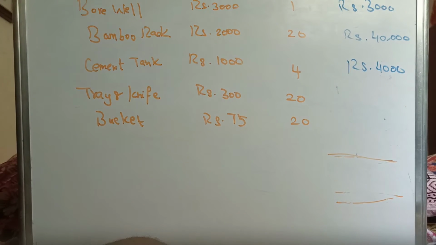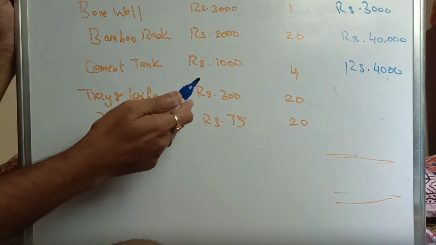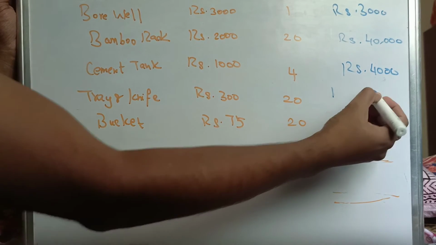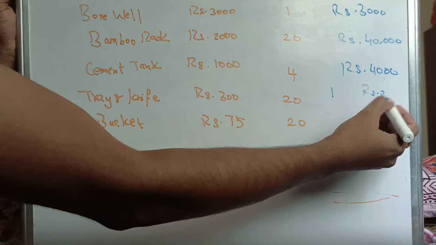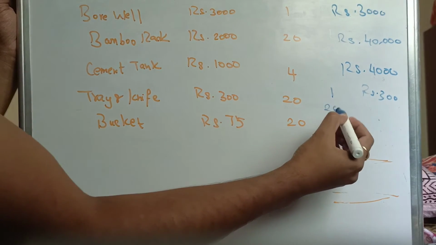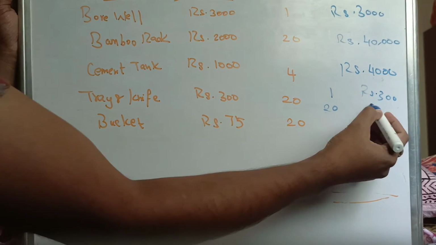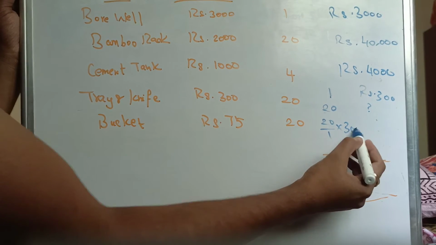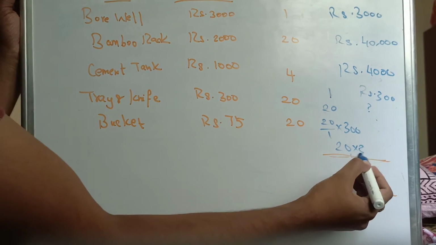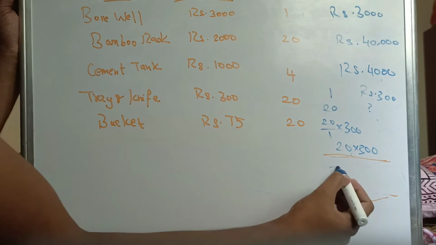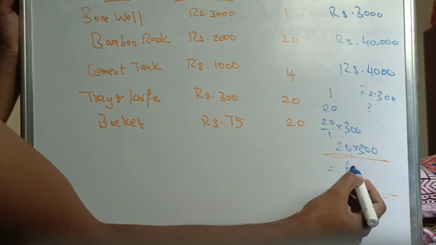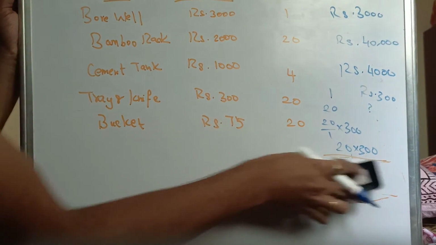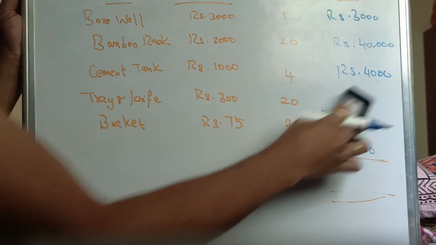Similarly, tray and knife set. 1 tray and knife set is rupees 300. So how much is 20? 1 set is rupees 300. They are asking what is the cost for 20 sets, which is nothing but 20 divided by 1 into 300, which is equal to 20 into 300. What is 20 into 300? 3 2s are 6, here 1 0, here 2 0, so it is 6,000. So put that 6,000 here.